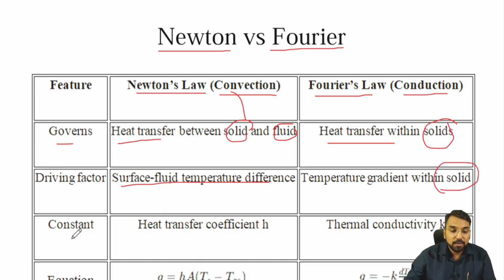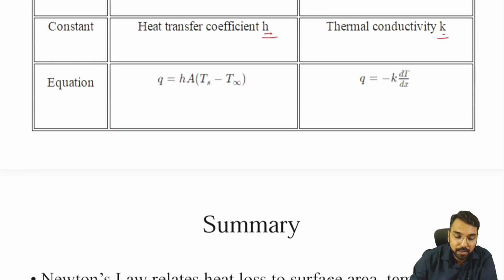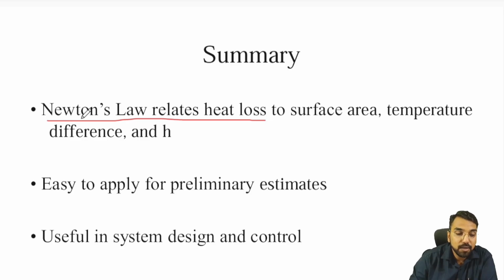The constant in Newton's law of cooling is h, the convective heat transfer coefficient, and in Fourier's law the constant is k, the thermal conductivity. The equation for Newton's law is Q = hA(Ts - T∞), as we have just seen, and for Fourier's law, Q = -k dT/dx, where dT/dx is the temperature gradient. In summary, Newton's law relates heat loss to the surface area, temperature difference and h.